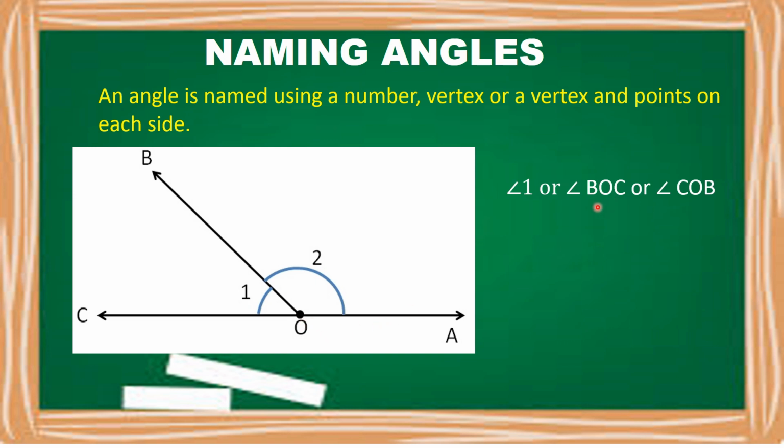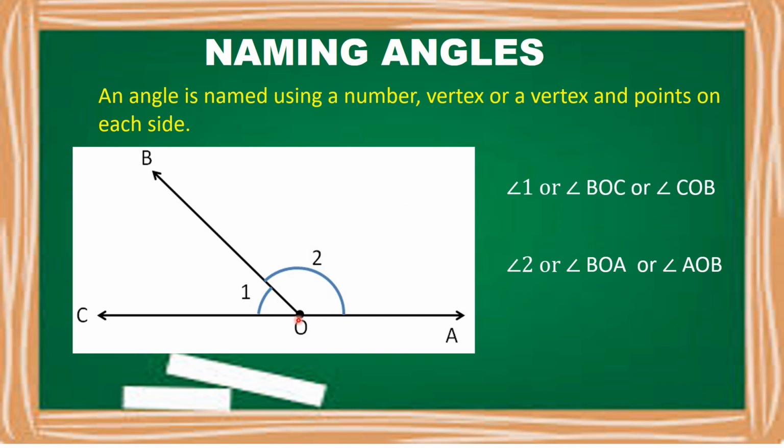Take note in naming an angle using the 3 letters, the middle must be the vertex. Then the outer letters can be interchanged: BOC or COB. O, the vertex, must always be at the middle or the center. Now this angle can be named as angle 2 or angle BOA or AOB.